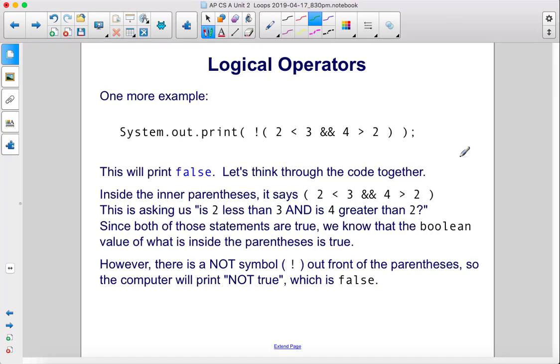Let's go through this one more time. This will print false. Let's think through the code together. Inside the inner parentheses, it says 2 is less than 3 and 4 is greater than 2. This is asking us, is 2 less than 3 and is 4 greater than 2? Since both those statements are true, true and true, we know that the Boolean value of what's inside the parentheses is true. However, there is a not symbol out front of the parentheses, so the computer will print not true, which is false.